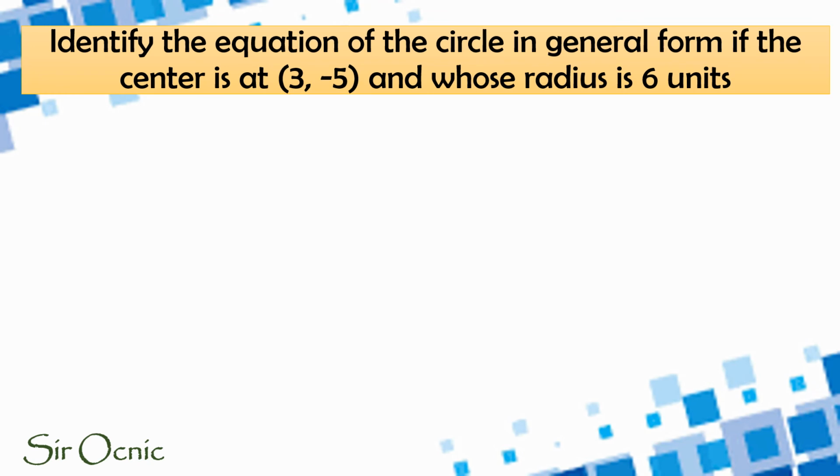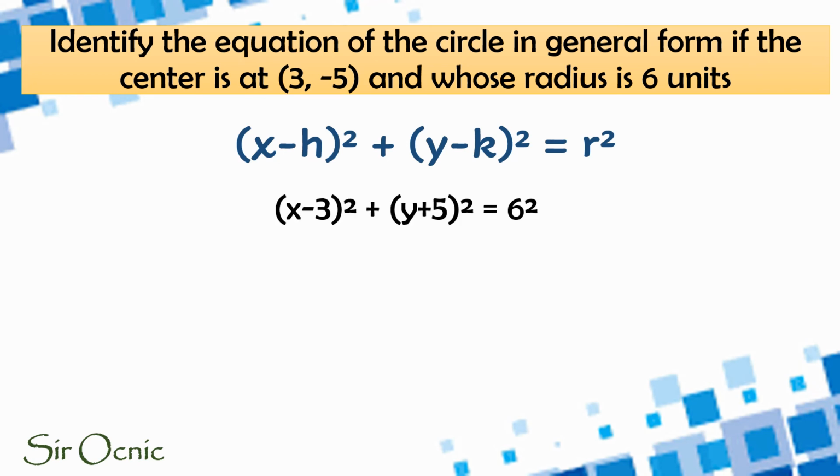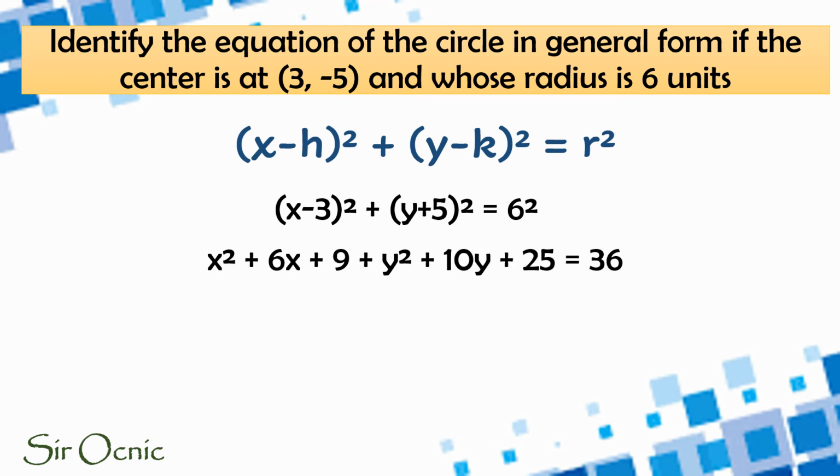Identify the equation of the circle in general form if the center is at (3, -5) and whose radius is 6 units. Using the values of h, k, and r, let us rewrite the equation in terms of center-radius form, and that is (x - 3)² + (y + 5)² = 6². Expanding the two squares, that is x² + 6x + 9 + y² + 10y + 25 = 36.